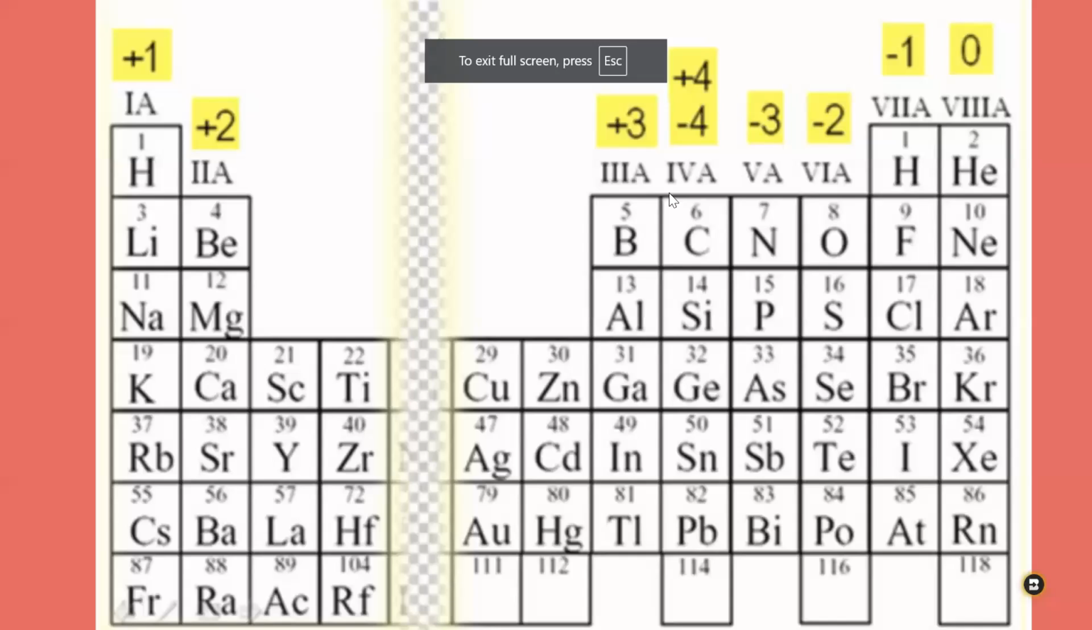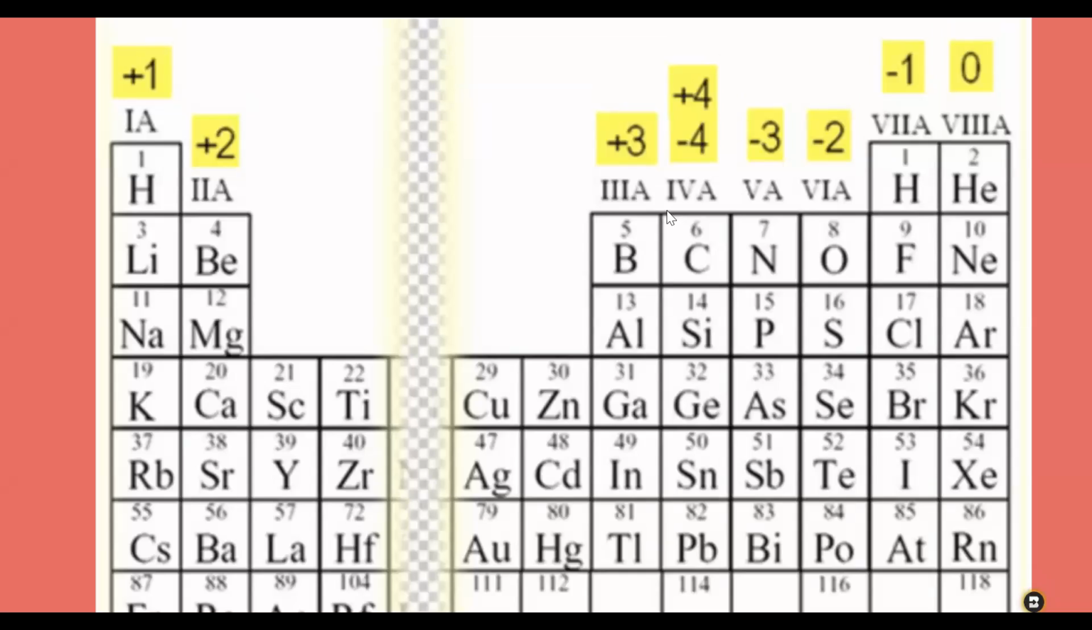This is a review of what we already know. What we do next, you need to use this information. So if you don't have it, you can take a picture of it. Because we are going to write formulas without going through those steps, the shortcut method, we call it the crisscross method of writing chemical formulas for ionic compounds.